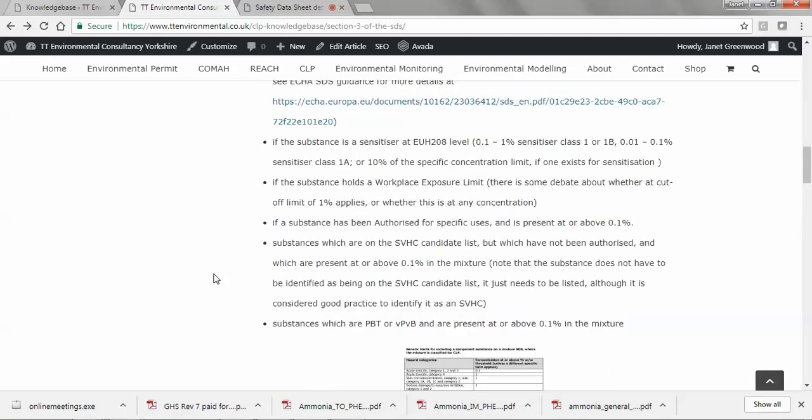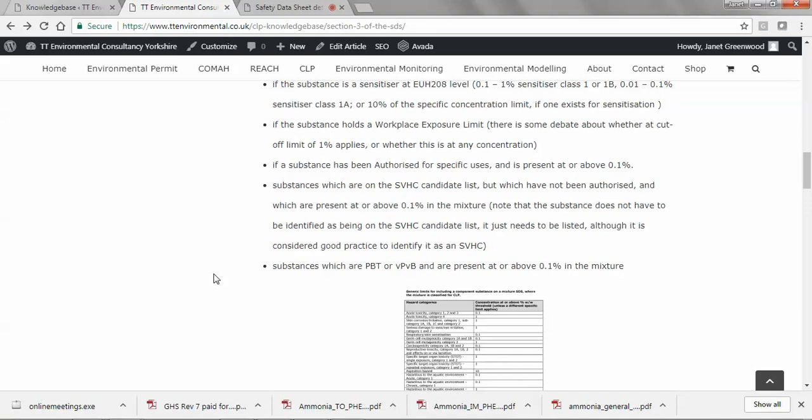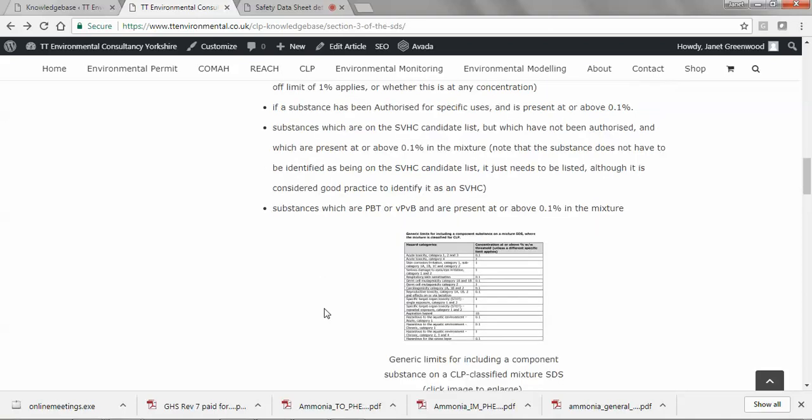Interestingly, do we say PBT or vPvB in the hazardous one? I don't know if we do. I will check that out and get back to you. Trying to find a pen. vPvB, PBT if hazardous. Right, okay.